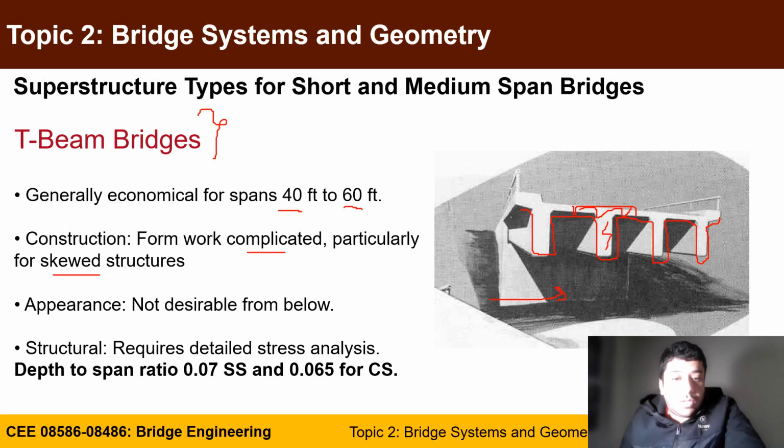And one important thing we need to emphasize is the depth to span ratio, the depth of the T-beam to the span ratio. It should be a minimum of 0.07 for simple spans and 0.065 for continuous spans. And we will cover that in each system. What is the minimum depth to span ratio?